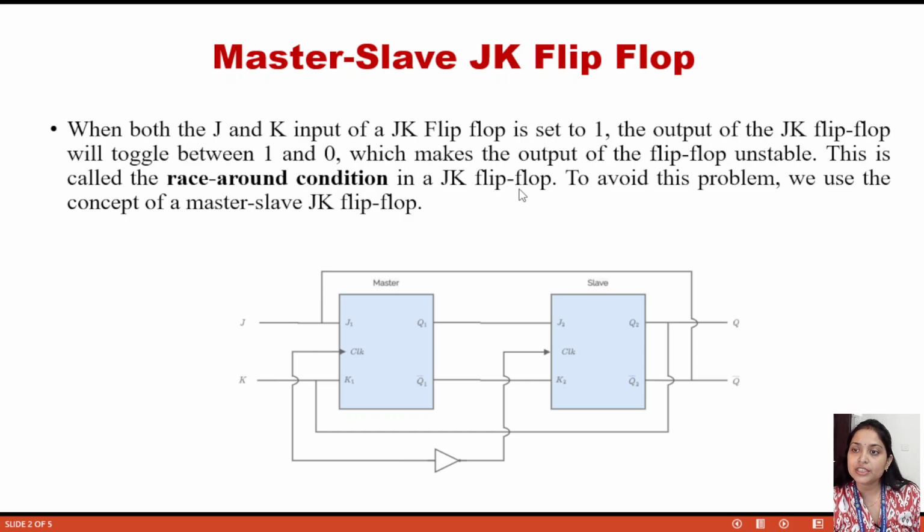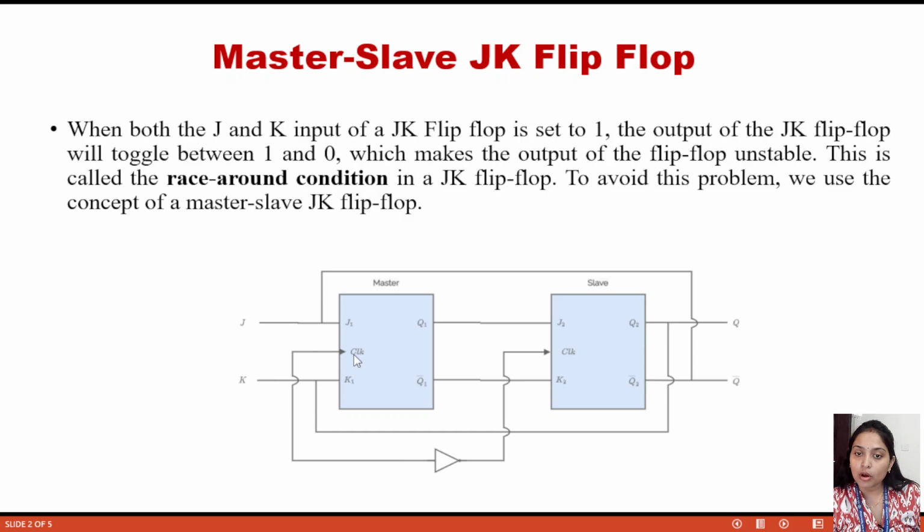To avoid this race around condition, we will apply the master slave JK flip-flop concept. So what is a master slave JK flip-flop? Here basically two JK flip-flops are used. This is the master JK flip-flop and this is the slave JK flip-flop. And one interesting thing here is that for this master flip-flop, you can see this is actually the clock pulse.